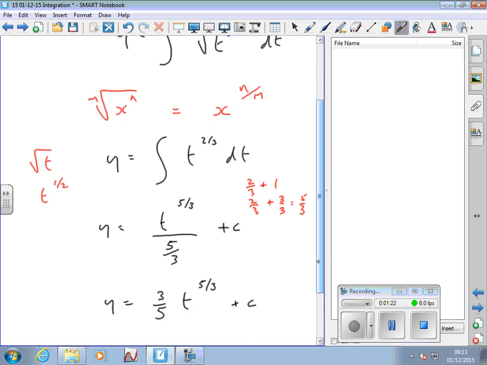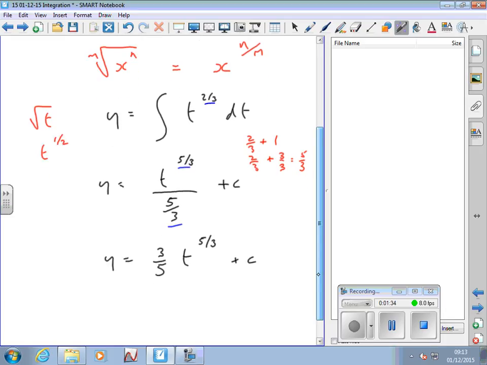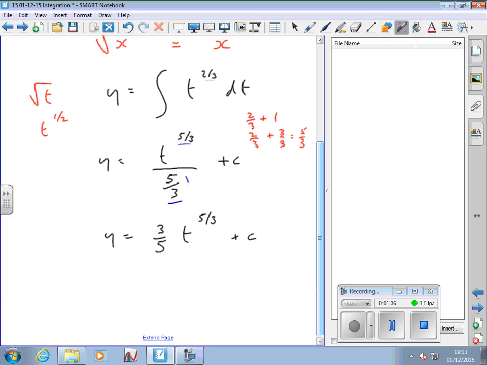I add 1 to the power, so 2/3 plus 1 is 2/3 plus 3/3, which is 5/3. So I add 1 to the power to get 5/3 and divide by the new power and add c. But then remember, to divide by 5/3, I invert and multiply. So multiply by 3/5. And there's the solution.